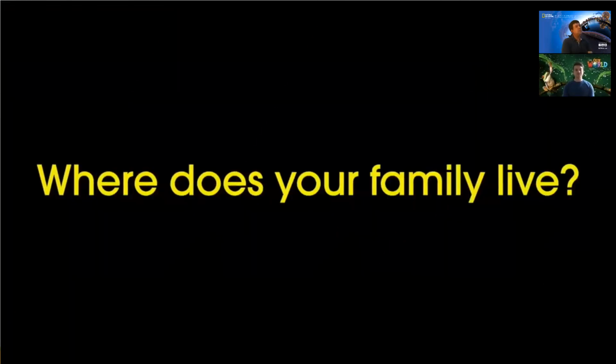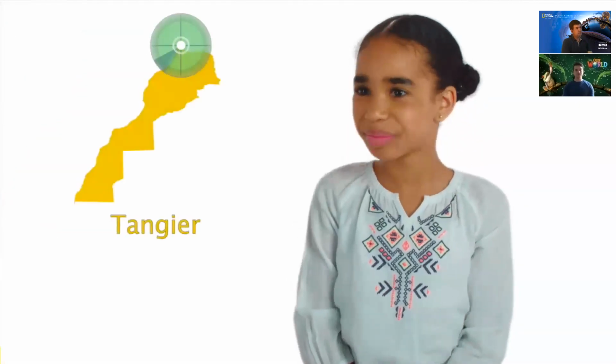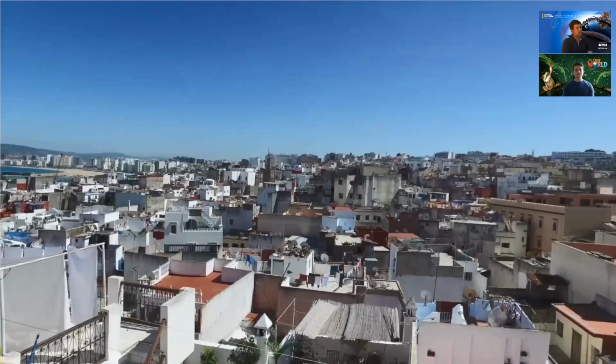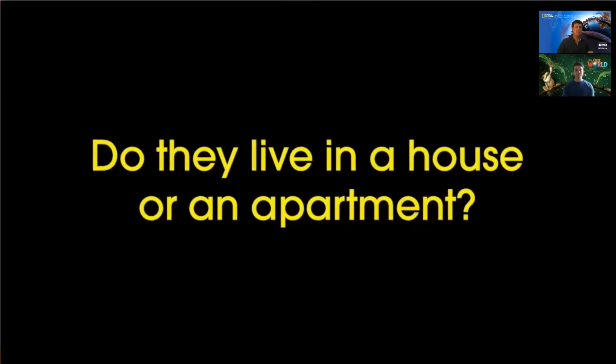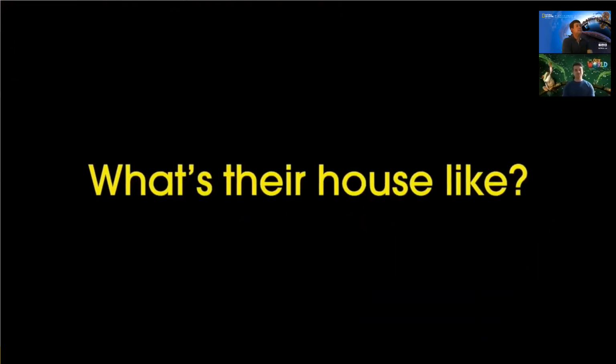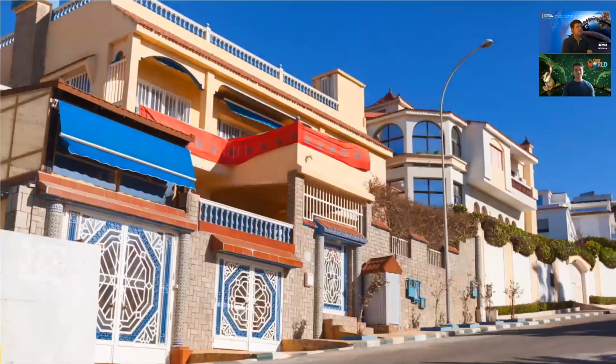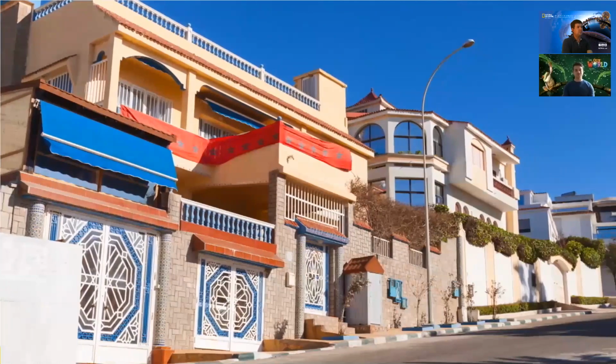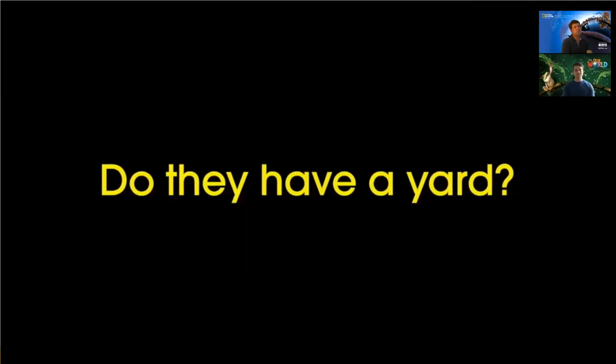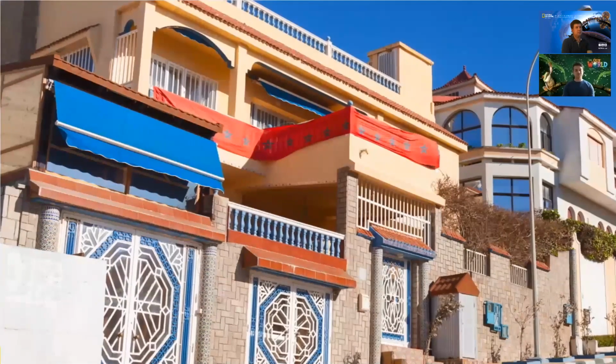Hi, Safia. Hello. Where does your family live? My family lives in Tangier, Morocco. Do they live in a house or an apartment? They live in a house. What's their house like? It's new and it's big. It's next to the ocean. You can see the water from the living room. Do they have a yard? No, they don't have a yard, but they have a big balcony. There's a table and some chairs on the balcony.